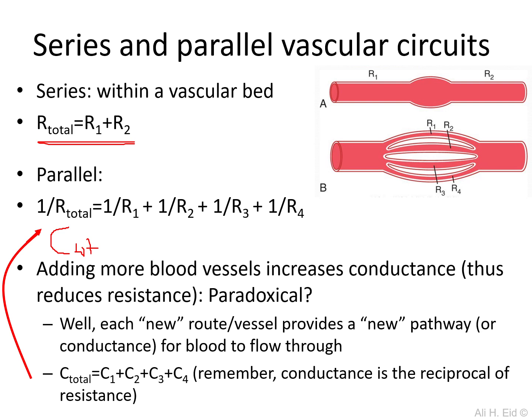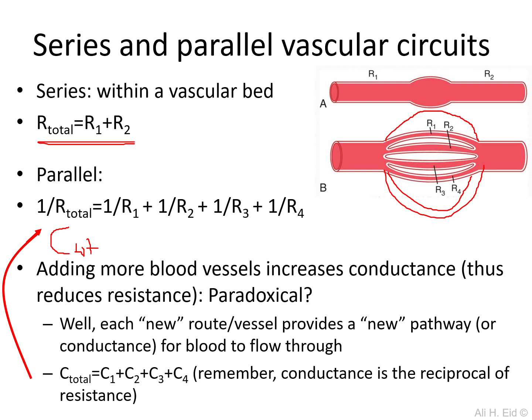Now, this equation tells us one interesting thing, that if you add more blood vessels to a given network like this, that is going to increase conductance, and thus is going to reduce resistance. Some of you may wonder, no, it should be the opposite, we are actually increasing resistance. We are actually not increasing resistance, because in parallel, the summation is the inverse, it is 1 over R. It's not like the arithmetic addition of each resistance.